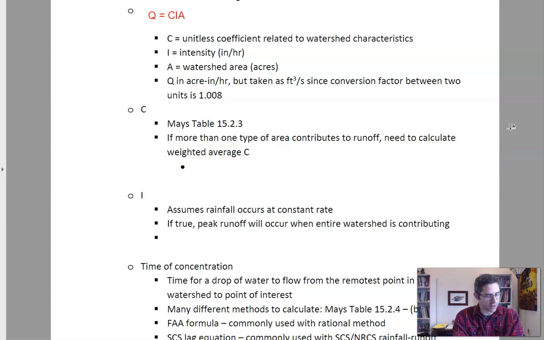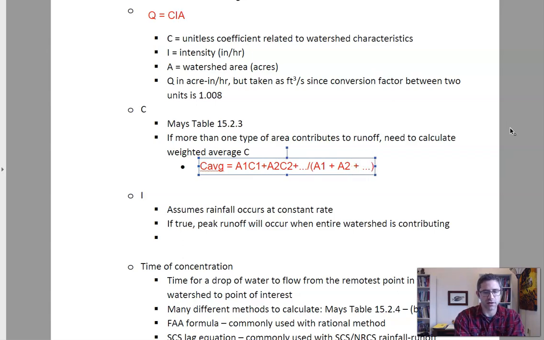So again, forgive the bad mathematical notation here, but our C average might be equal to area 1 times C1 plus area 2 times C2 plus etc., however many areas we have contributing, all of that divided by the sum of the areas, so A1 plus A2 plus etc. If we do that, we'll get a weighted average curve number for the whole area. I mean, not curve number, C value.